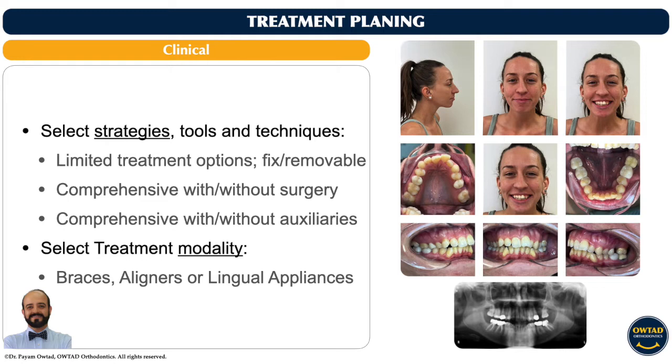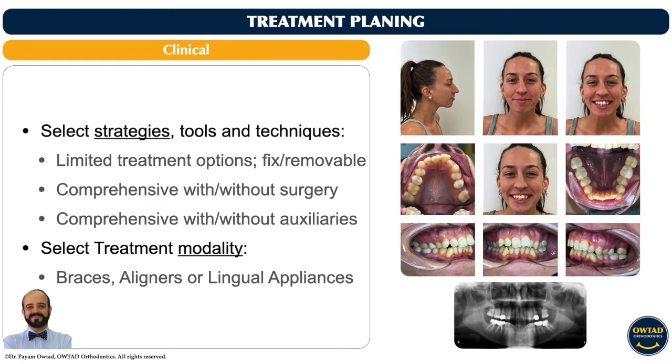There's nothing out of this area that you can see here. You either have limited options with fixed or removable appliance. You have comprehensive treatment, with or without surgery, with or without auxiliaries, and the modalities of the treatment are braces, aligners, or lingual appliances. That's it. So if you keep that in mind, there is no orthodontic treatment that is out of this. This is basic, and you got to choose.